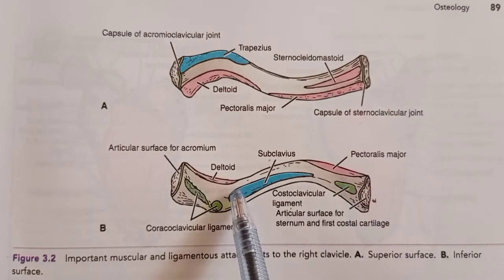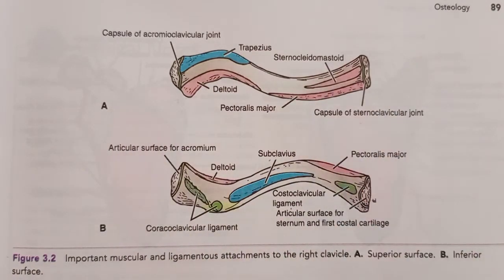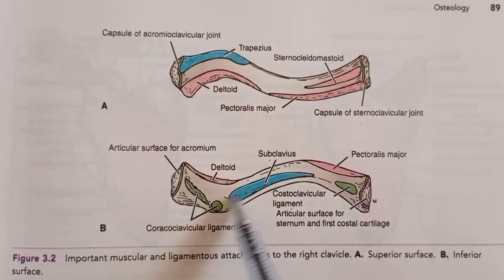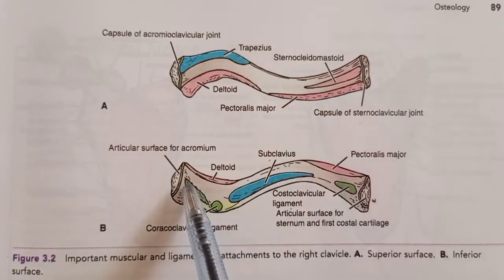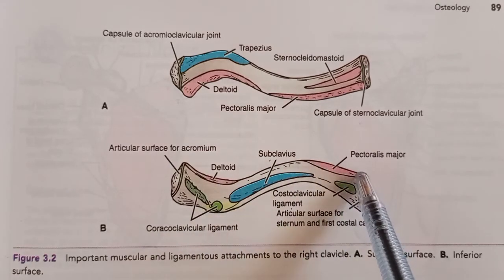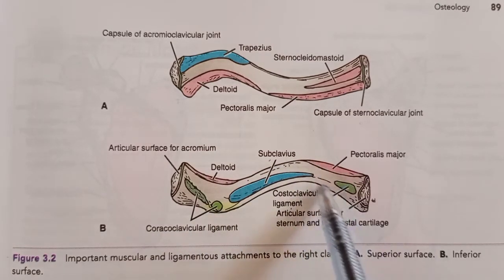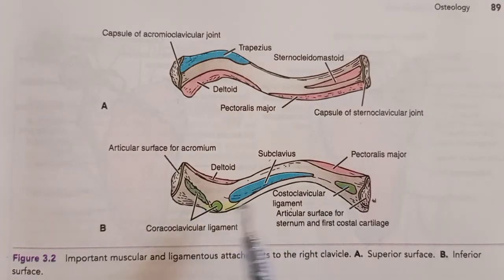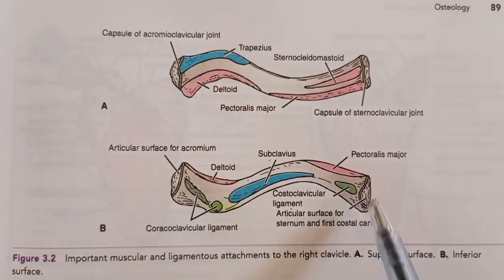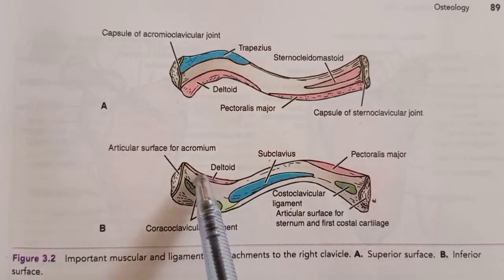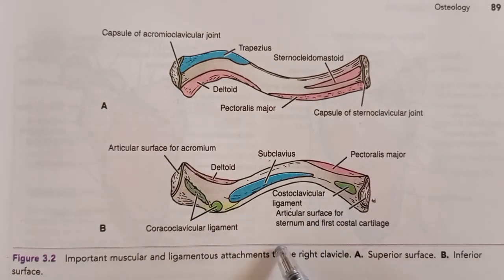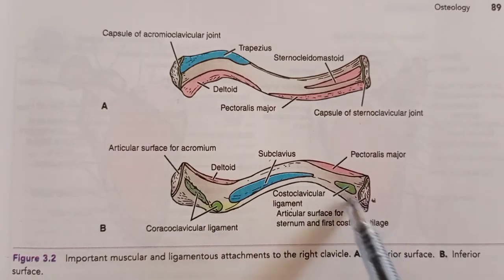But in this diagram, because we are looking at the clavicle from the downward side, if we rotate this by 180 degrees, we would see the inferior surface. This is the inferior surface, the downward surface, and because we rotated it by 180 degrees, this border is the anterior border, toward the front of the body, and this border is the posterior border, toward the back of the body.